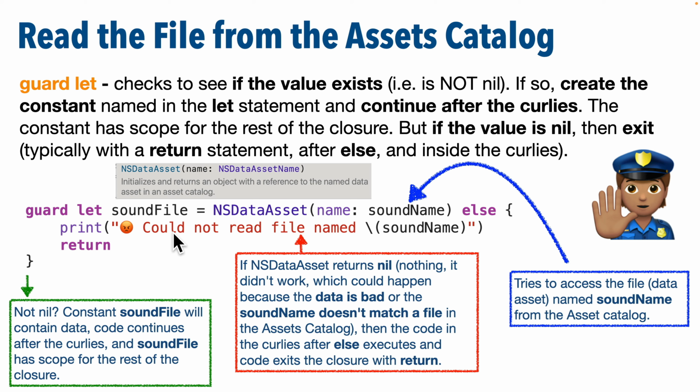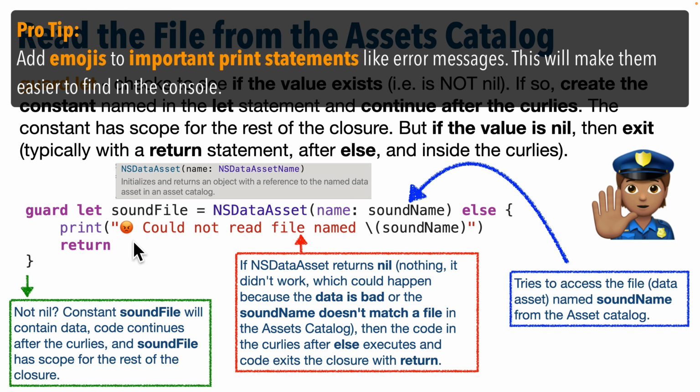Now, technically, you don't need this print statement before the return statement, but what it's doing is printing out a message to the console that says, hey, an error occurred, and it prints the string inside the variable sound name so I can double check the spelling. And pro tip, adding emojis to print error statements like this helps you identify them quickly in the console that might have lots of other output in it.